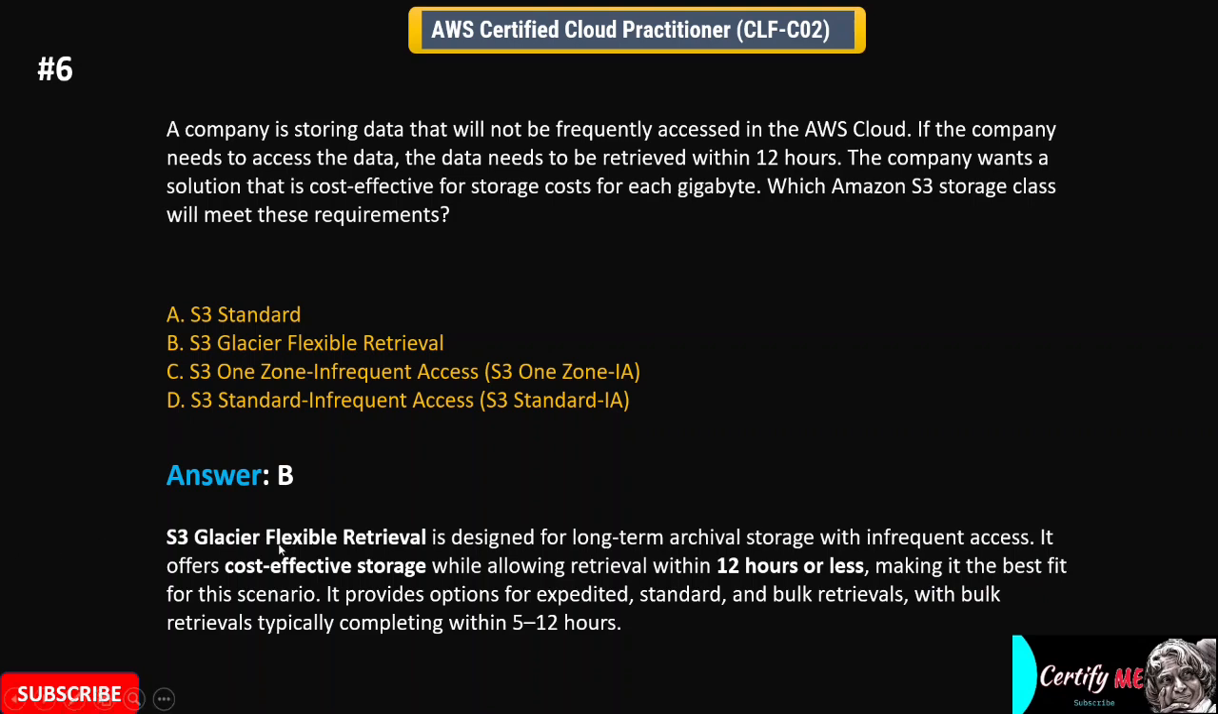S3 Glacier Flexible Retrieval is designed for long-term archival storage with infrequent access. It offers cost-effective storage while allowing retrieval within 12 hours or less, making it the best fit for this scenario. It provides options for expedited, standard and bulk retrievals, with bulk retrievals typically completing within 5 to 12 hours. Next question.